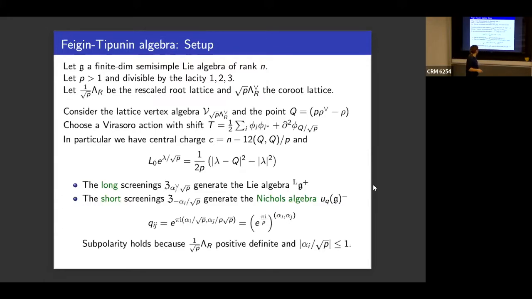Yes, please. You can prove that this exactly generates the Nichols algebra, not the image of the short screenings. No.